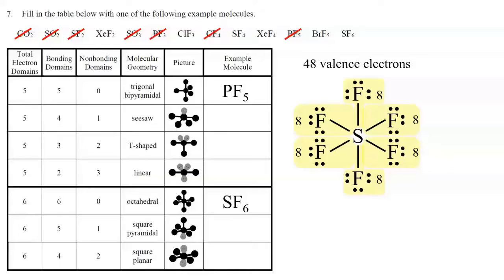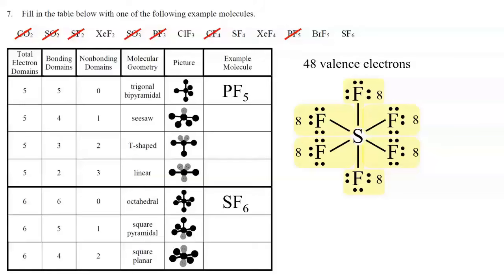Now, the other examples that we have not talked about yet that belong in the table, all of them will feature a total number of valence electrons that is not a multiple of 8. So if you take the total number of valence electrons and divide by 8, then whatever is left over or remainder in that calculation, those electrons are going to be placed in the form of lone pairs on the central atom.